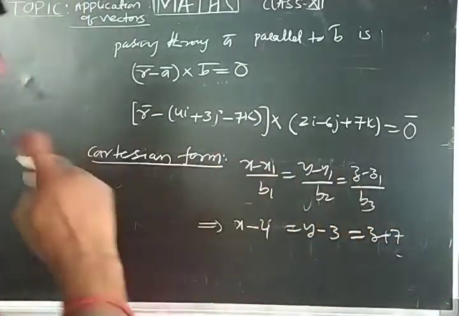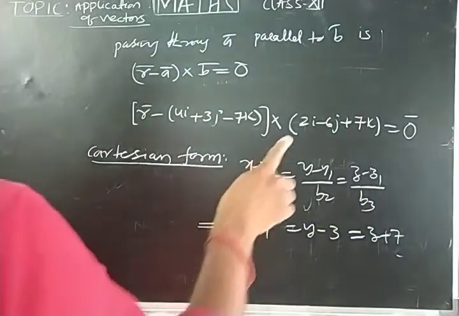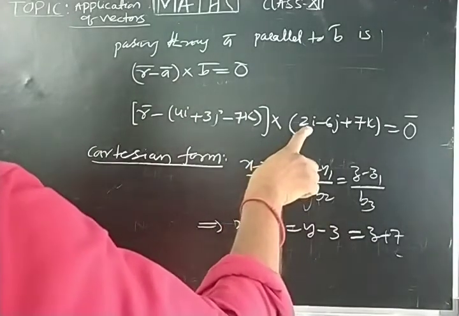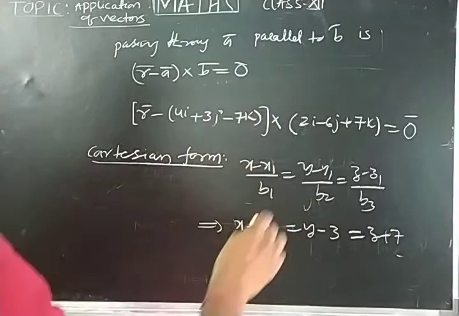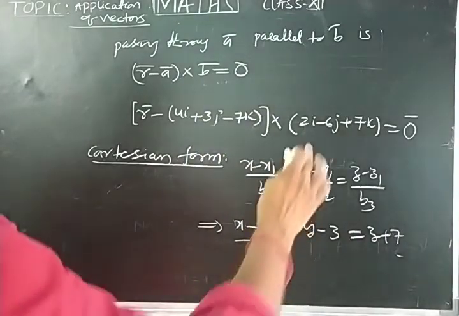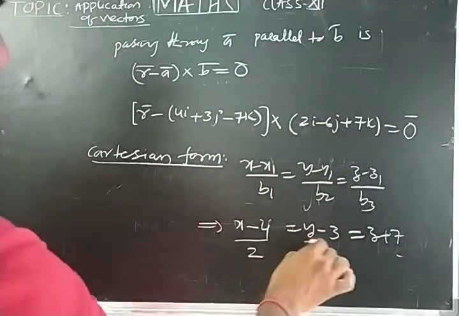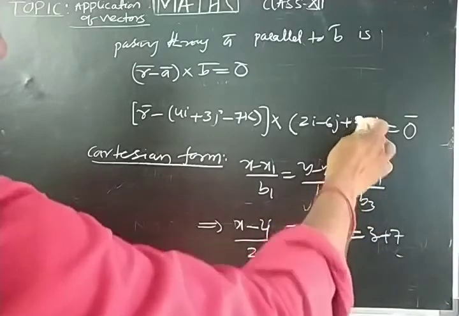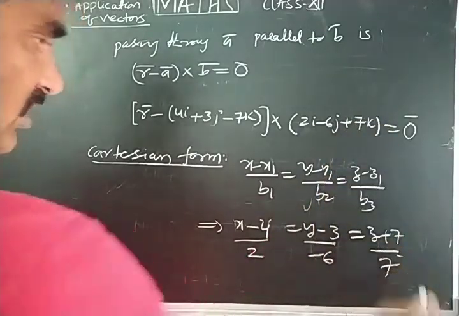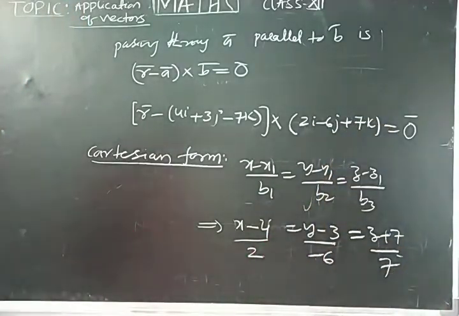and b1, b2, b3 are components of vector which is parallel to the given line. So this is the b bar vector. So what are the components? 2, which is b1, minus 6, which is b2, 7, which is b3. That's all. This is Cartesian form. Okay.